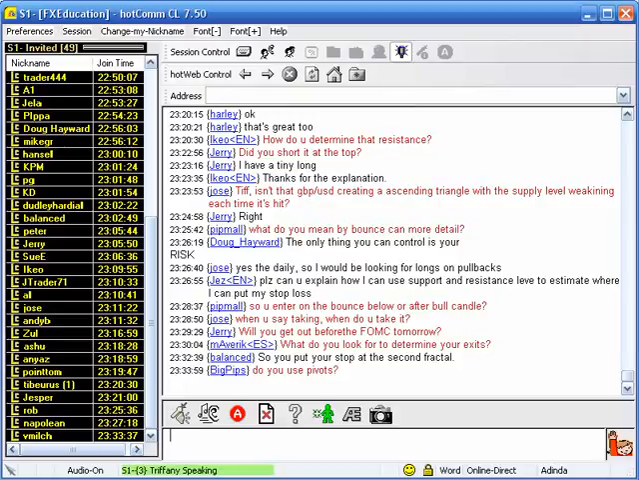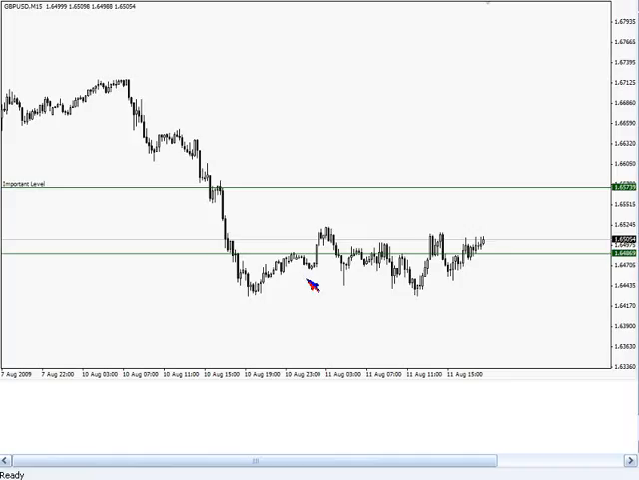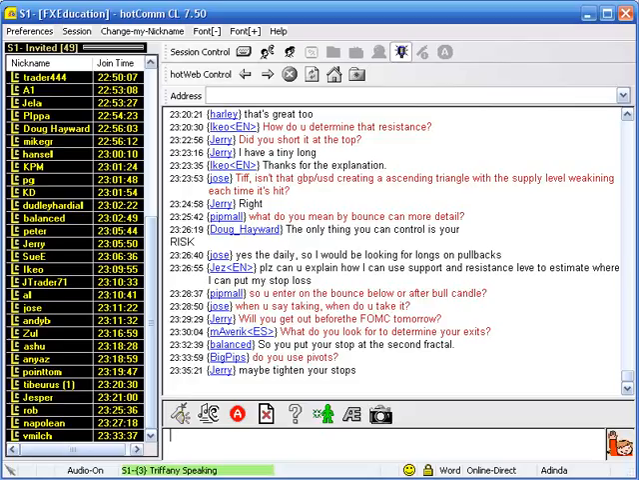What do you look for to determine your exits? Well, I showed you my profit target, and then we just talked about the stop loss. So you might have asked that question before I had explained all of that. But I think that I've gone through that. If not, and it wasn't clear, Maverick, let me know, and I'll be happy to go over it again. Absolutely happy to do so. That's right, Balance. That's exactly what I do.